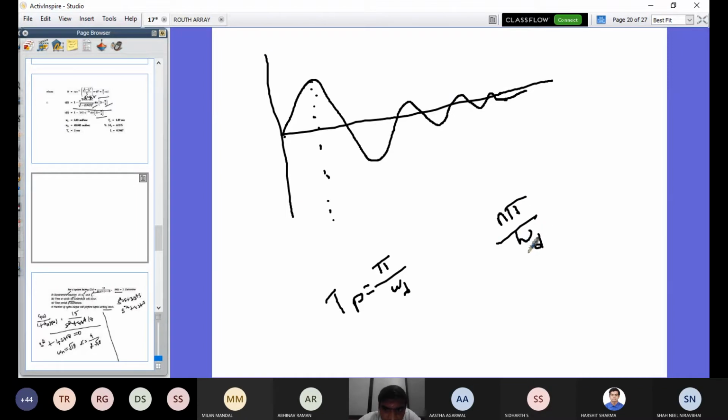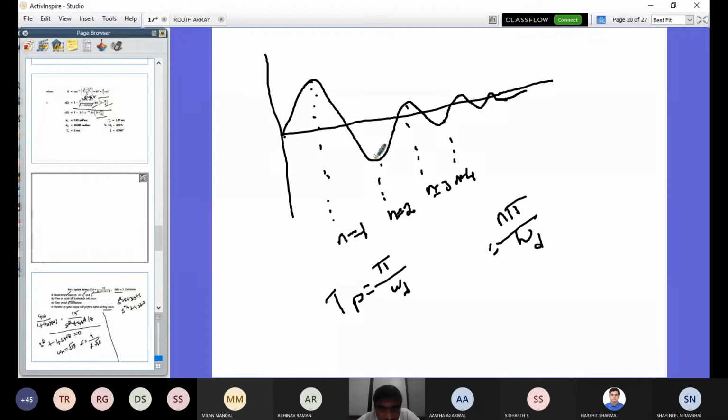So this n is equal to 1, this is n equal to 2, this is n equal to 3, this is n equal to 4, this is n equal to 5. N equal to 1, n equal to 3, and n equal to 5 are the overshoots. N equal to 1 is called the first peak overshoot. N equal to 3 is the second peak overshoot. And n equal to 5 is the third peak overshoot.